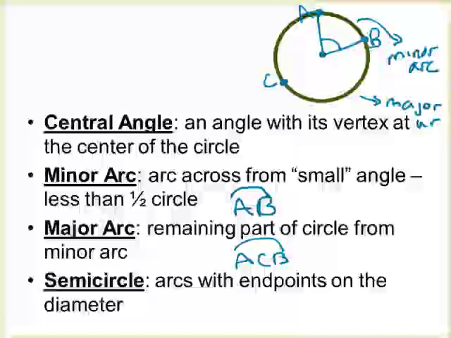A semicircle is an arc with its endpoints on the diameter. What is the diameter? A line that goes through the center from edge to edge on the circle. So it's a chord that goes through the center. So a semicircle, if it has its endpoints on the diameter, will be half of the circle. Okay? Minor is less than half of the circle. Major is more than half of the circle. If it is exactly half of the circle, that is a semicircle.